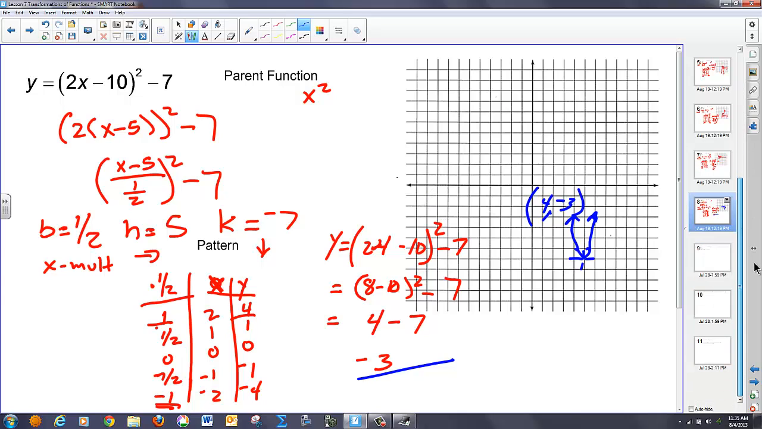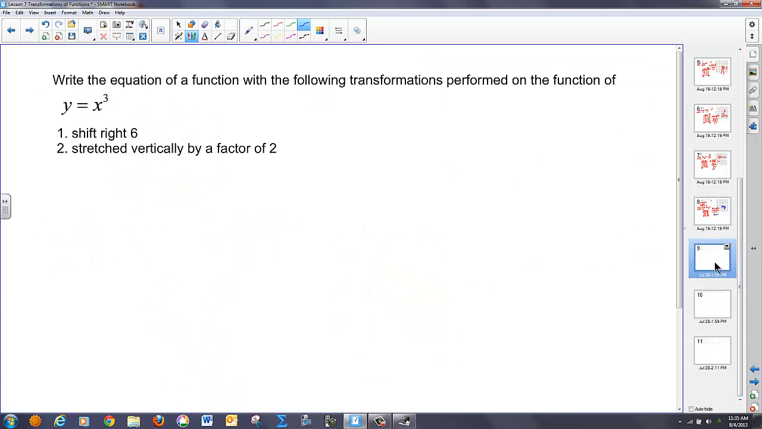Okay, we're going to shift from graphing now to writing equations based on the transformation we want. I have a parent function of x cubed, and I want to shift this to the right, so that's a translation. So 6 must represent my h value. If I want to stretch something vertically by a factor of 2, vertically corresponds to y's, and I want a y multiplier of 2, which means that's got to be my a value.